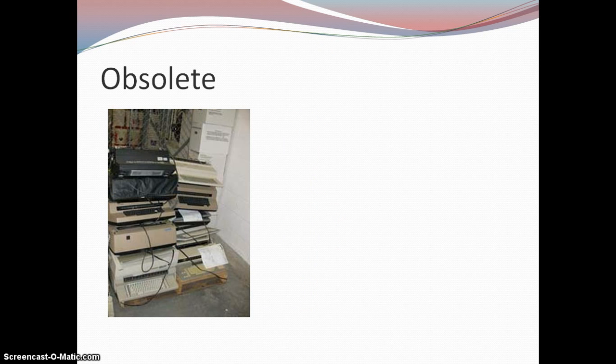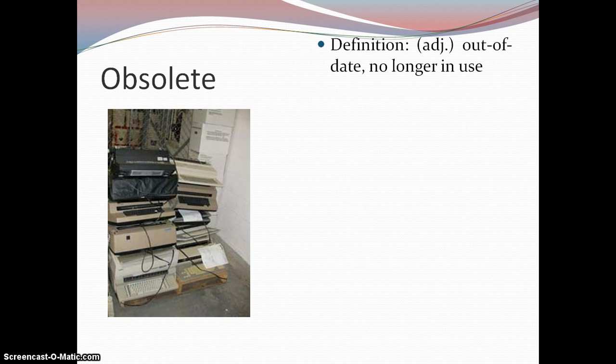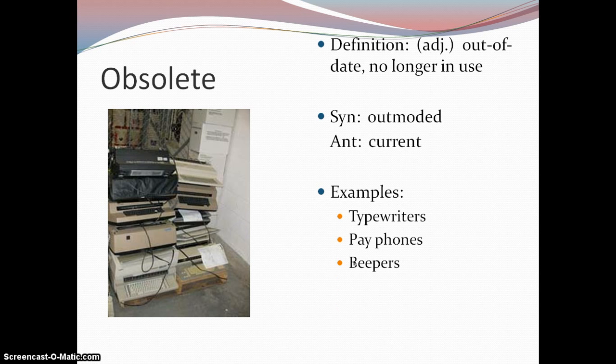Obsolete, okay? Nowadays it seems like things become obsolete very, very quickly. Obsolete means out of date, no longer in use. So for example, smartphones have made Mr. Warner's flip phone entirely obsolete.